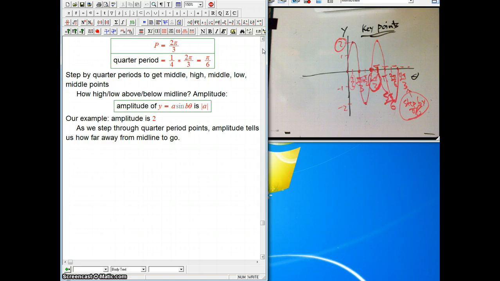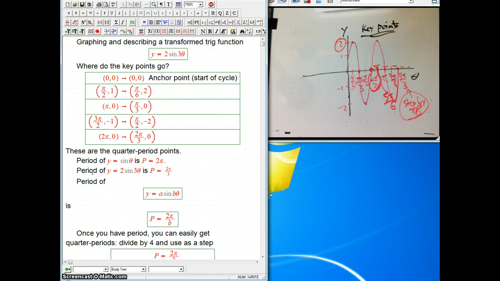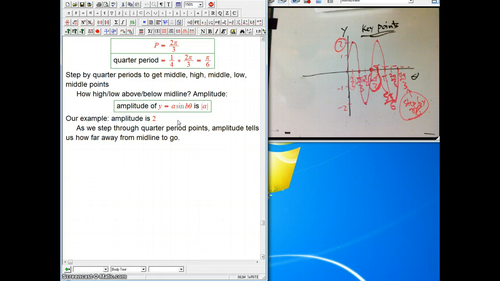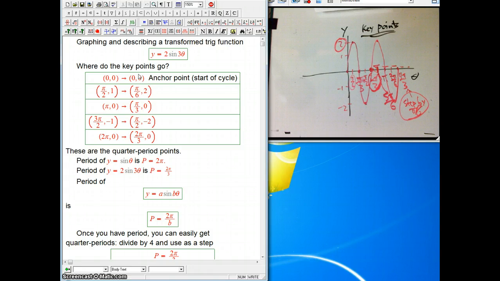But to summarize some of the important things, this idea is the period, which is how long one cycle is, and we've got a master formula for that. It's just 2 pi over whatever is in front of the input variable. Here I'm using theta. And the amplitude is just the absolute value of the number that shows up here as a multiplier. What we still need to do is figure out shifts, like horizontal and vertical shifts. And that's going to be a little different. That's where the anchor point, which here didn't change, it was always the origin for a sine function, is going to change, but we can worry about that later.